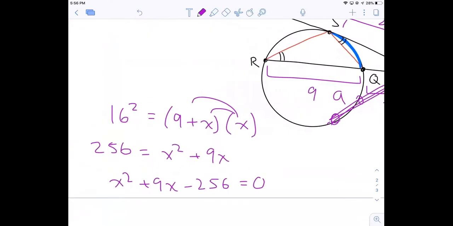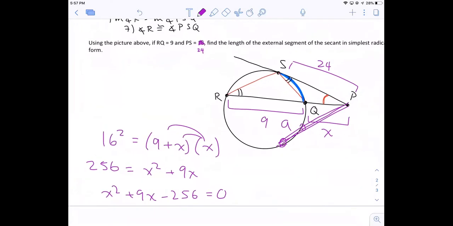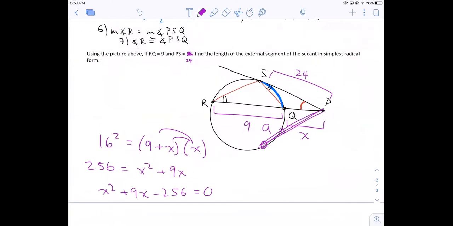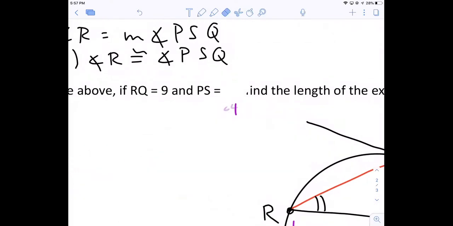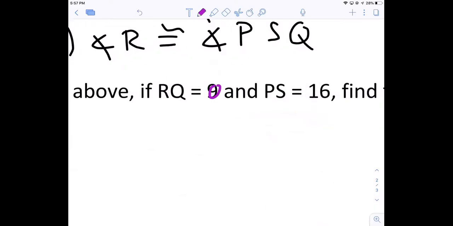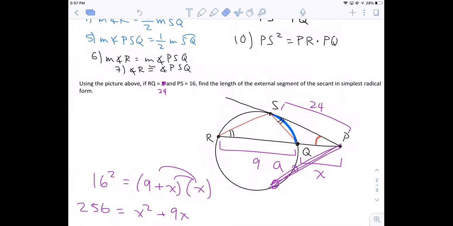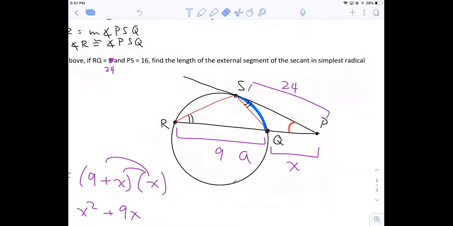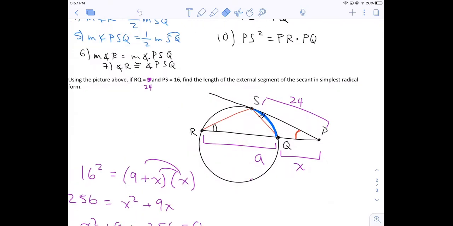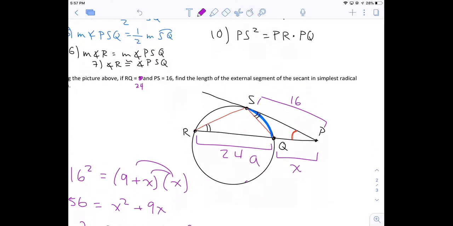But anyway, so instead of 16 squared, we're going to have, all right, hold up. All right, I messed that up a second time. What I meant to say is that I want RQ to have a length of 24. So I'm sorry about this, but if I made RQ 24, right, PS is still 16. Also looks a little more to scale on my diagram. But now let's try solving with these numbers.